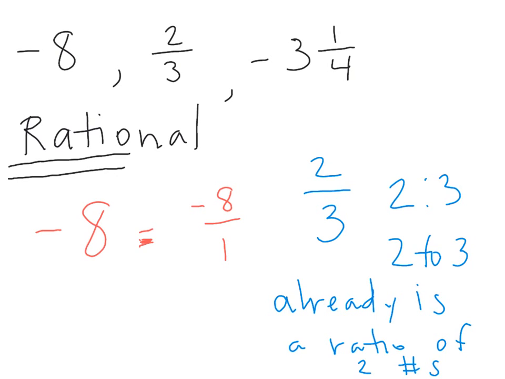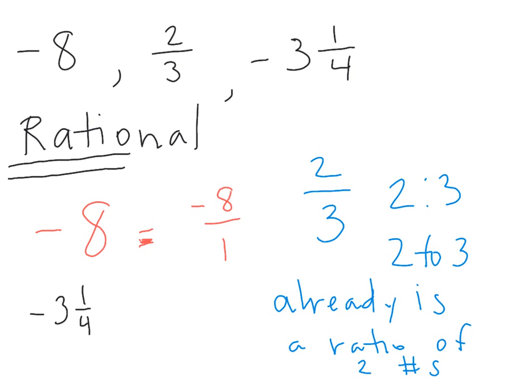All right, the last number that we're going to take a look at is -3 1/4. A lot of people want to say that this is also already done because it's a fraction, but it's not a ratio of 2 numbers because of that -3 out in front. So what we want to do is we want it to be equivalent. If you think back to 6th grade, you can make equivalent mixed numbers and improper numbers. So we're going to change this mixed number to an improper.